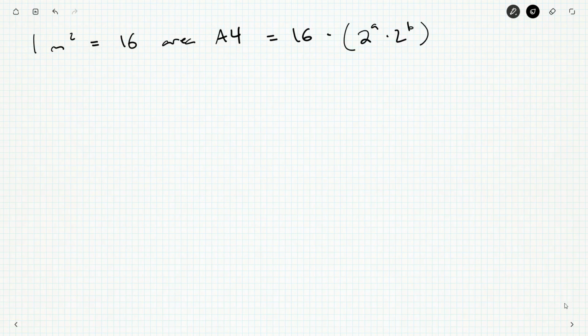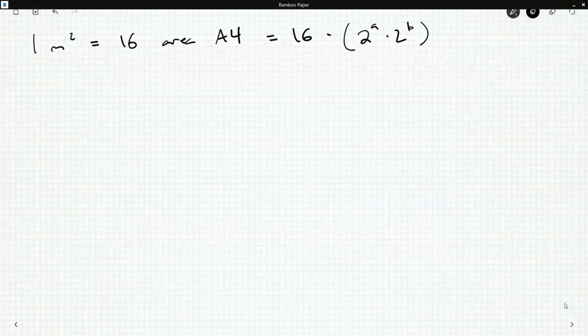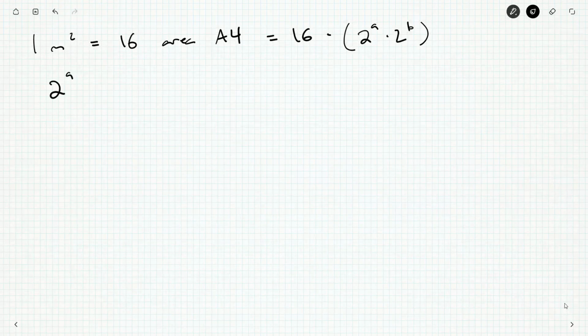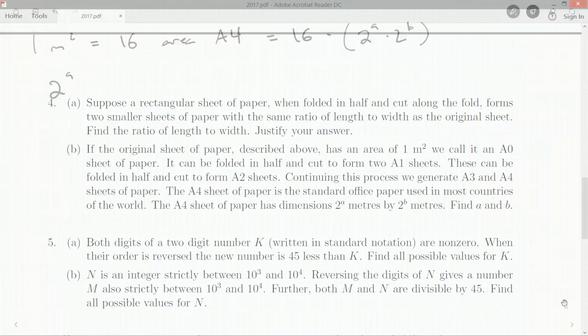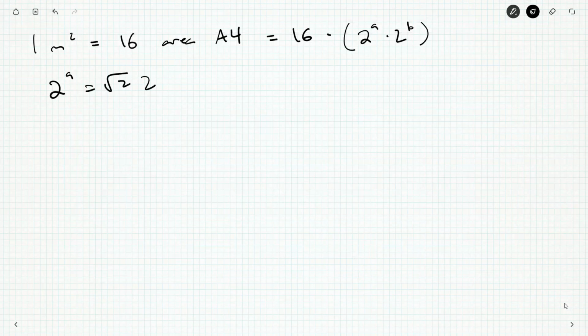So, 1 meter squared is 16 times the area of the A4 sheets, which is 16 times 2 to the A meters times 2 to the B meters. And 2 to the A, we'll say that's the bigger one. Right? Yeah, we want A and B. So we'll say that the 2 to the A is the bigger one. So it's going to be √2 times 2 to the B. Well, that's 2 to the 1/2 times 2 to the B. So A is 1/2 plus B.